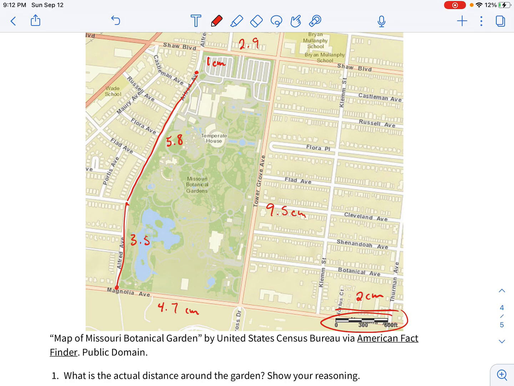So we can multiply our total distance, or our perimeter, by 300. So when we add them up, you get 2.9 plus 9.5. That's going to give us 12.4 plus 1, 5.8, 3.5, 4.7. Okay, 7 plus 5 plus 8 plus 4. And that's going to give us 24. Carry the 2. 2 plus 2 is 4, 5, 10, 13, 17. So now we have 27.4 centimeters.